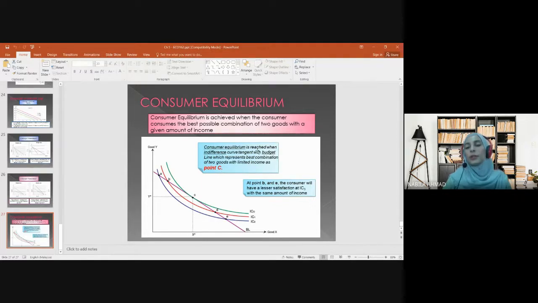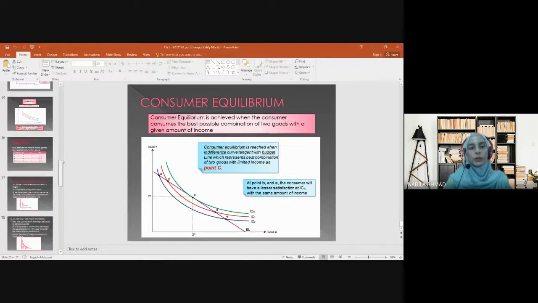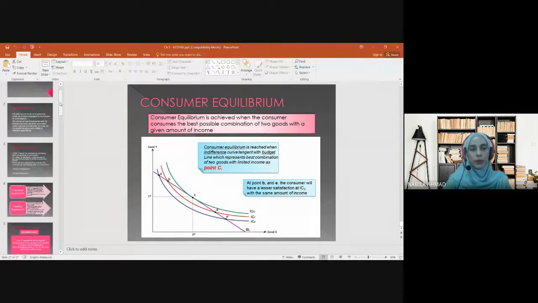So consumer equilibrium is reached when indifference curve tangent with the budget line will represent best combination of two goods with limited income. Yeah, so point B, point E and so on have lesser satisfaction. Right? So ini adalah consumer equilibrium. Okay, boleh faham?